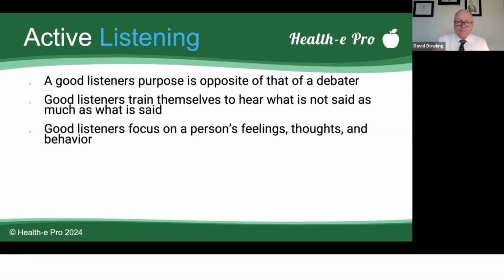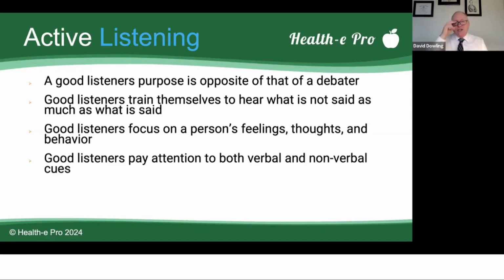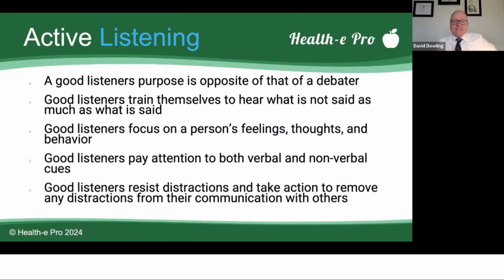Right? Good listeners pay attention to the verbal and the nonverbal cues, that body language. Just because somebody crosses their arms doesn't mean they're defensive. They probably are, but it might mean they're cold or they're uncomfortable. And this is a body protection thing. They're protecting themselves because they're unsure what's going to happen. And good listeners resist distractions and take action to remove their distractions from their communications with others.